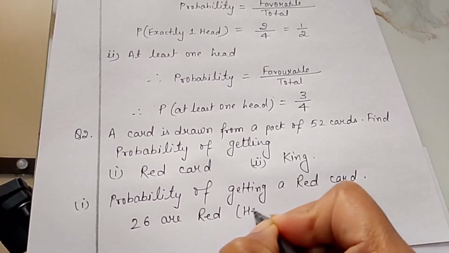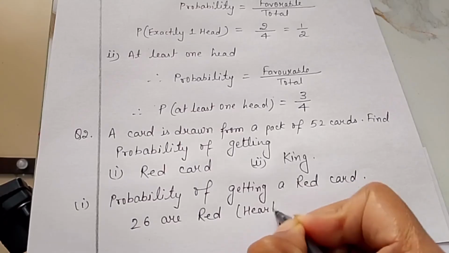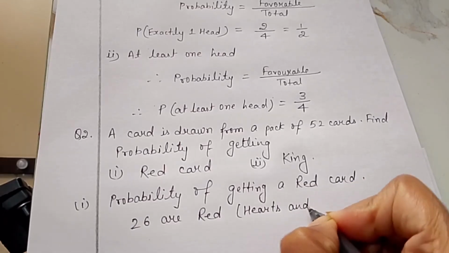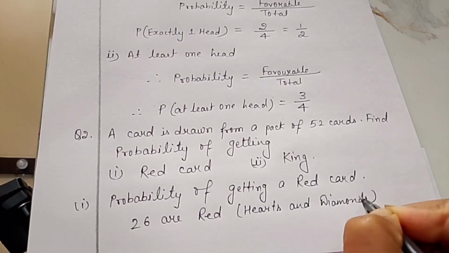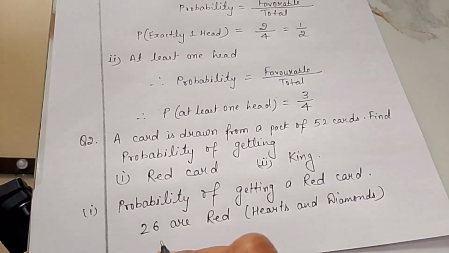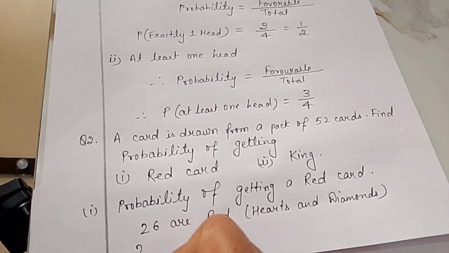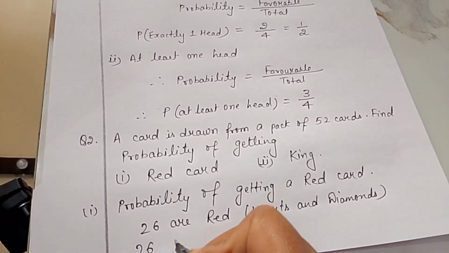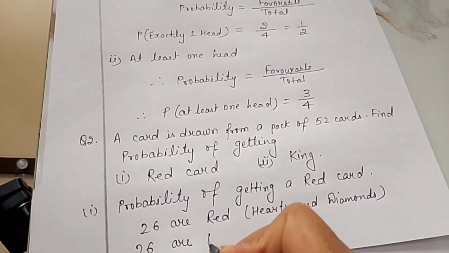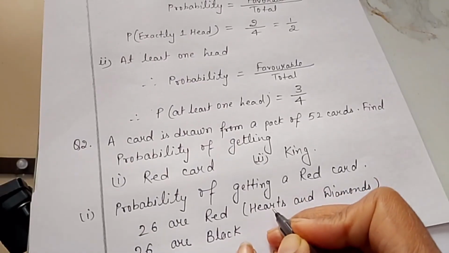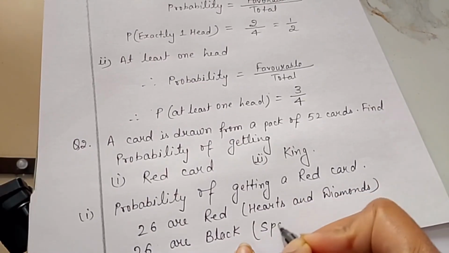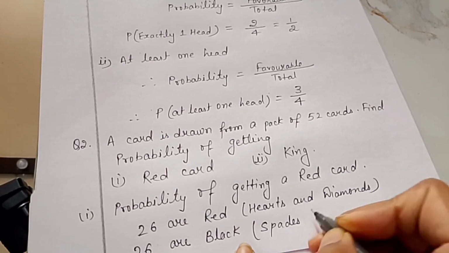hearts and diamonds, and 26 are black, spades and clubs.